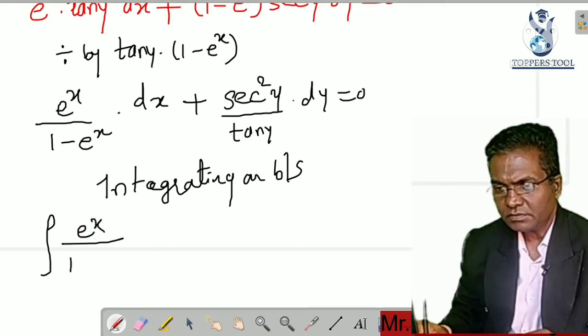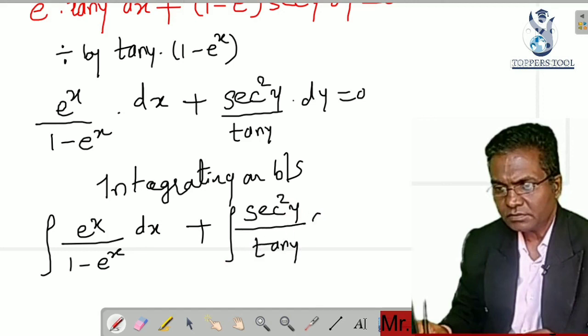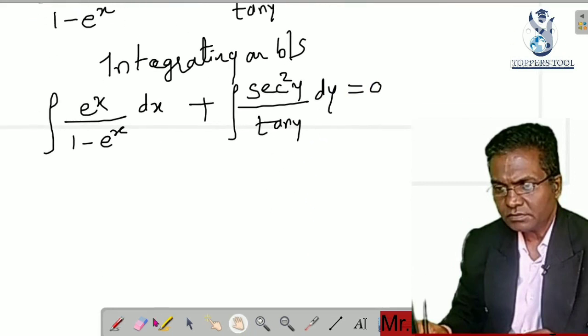Integration of e power x by 1 minus e power x into dx plus integration of secant square y by tan y dy equals to 0. Now see here, always think whether the numerator is the derivative of the denominator. If so, then its integration can be written very easily, that is log of denominator. In this case here, its derivative is here, so I can write its integration immediately. It is log of tan y.